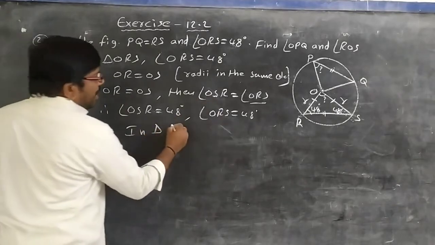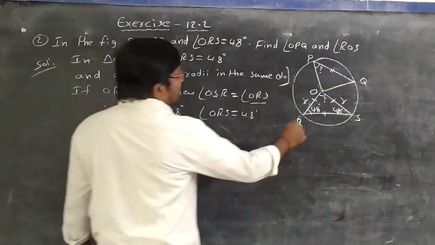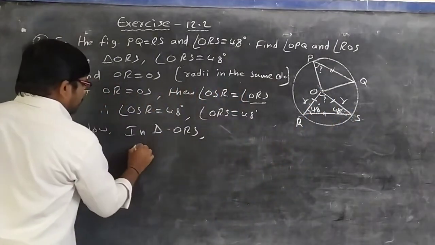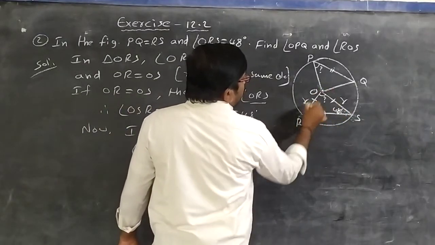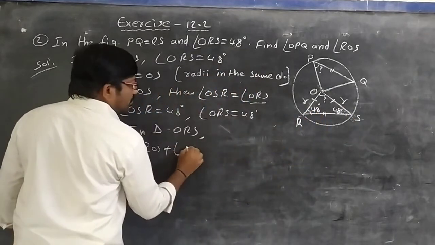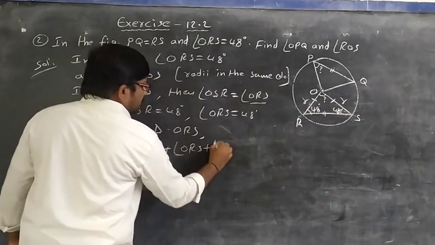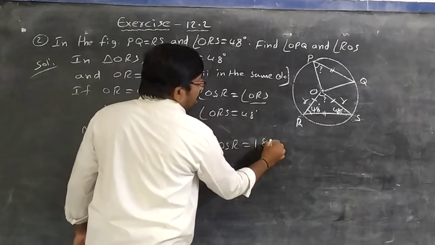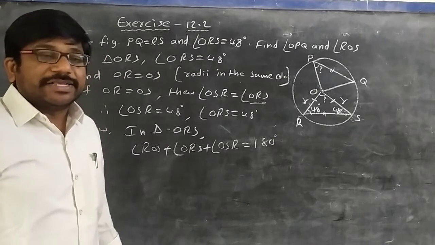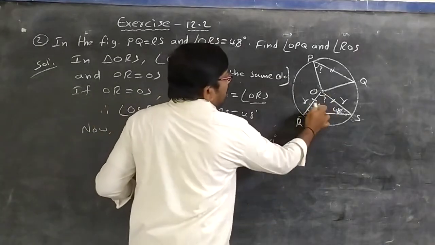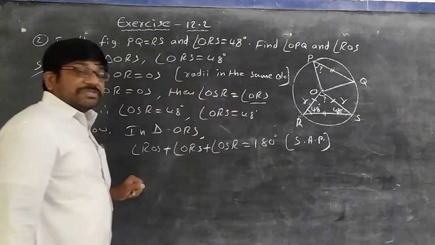Now, in triangle ORS, the sum of three angles is 180 degrees. That is angle ROS plus angle ORS plus angle OSR is equal to 180 degrees. This is the angle sum property. In any triangle, the sum of three angles is 180 degrees, right? So in this triangle, the sum of these angles is 180 degrees.